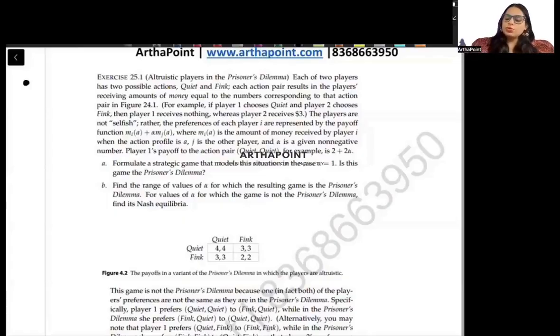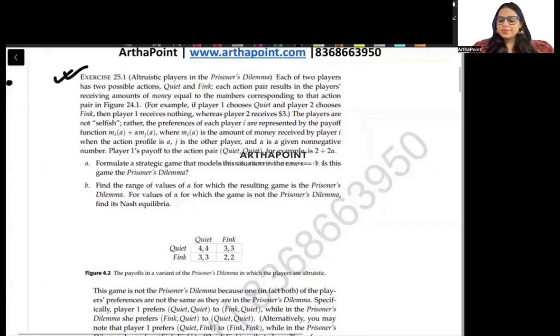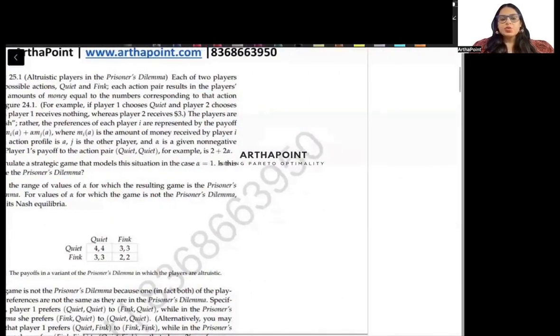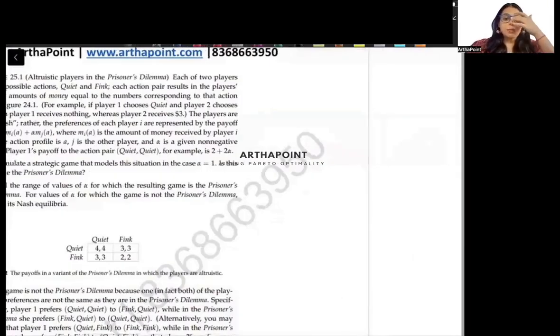So today we are going to take one question from the book Osborne. The question says altruistic players in prisoner's dilemma. Altruistic means beta, when you are more concerned about the other player rather than yourself, है ना?